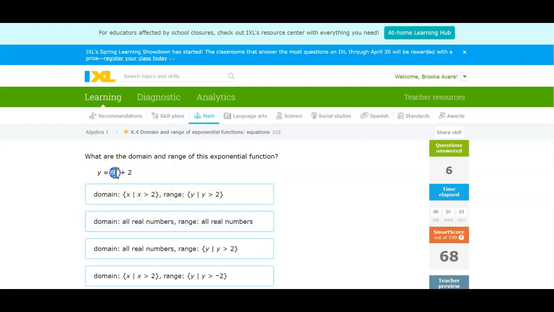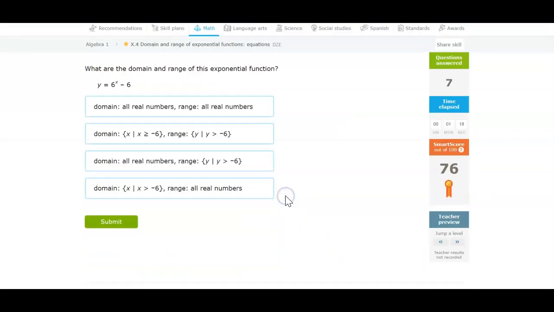Greater than, because it's positive, so domain and range this time. Domain is all real numbers, right? And we know that it's going to be greater than because it's positive 2 because that's the asymptote. And I think that y'all have got that one probably.